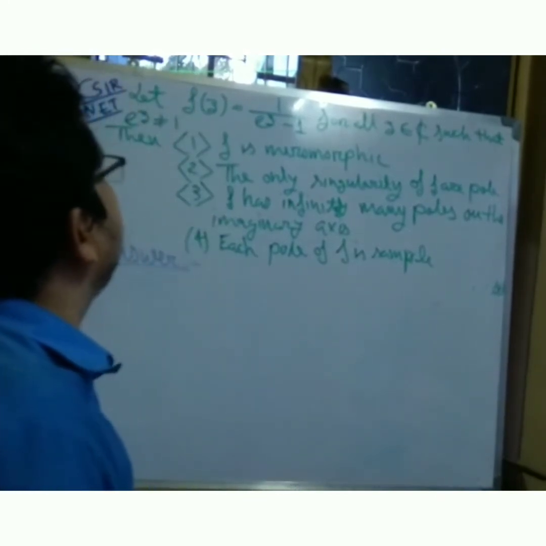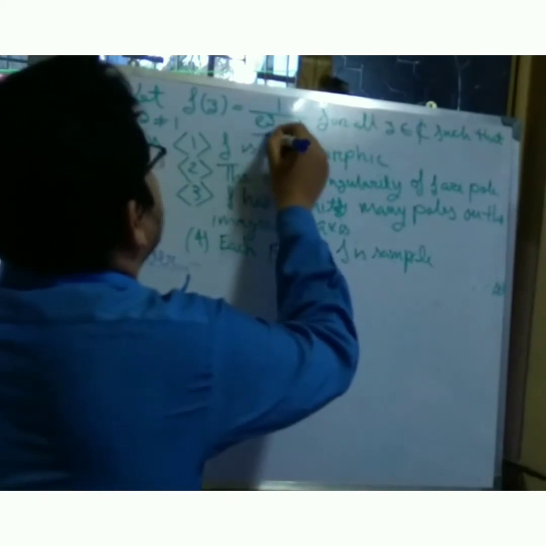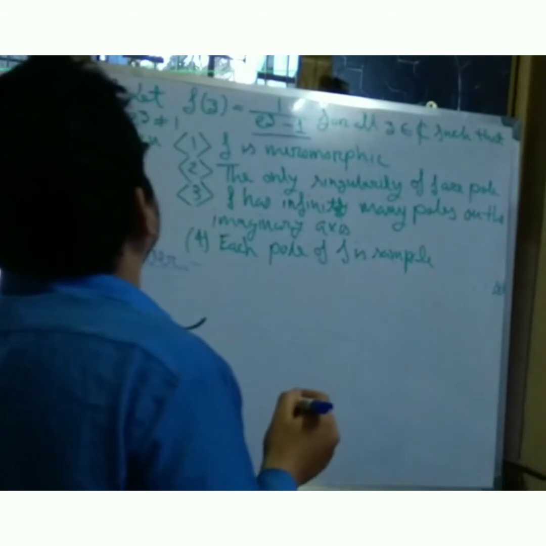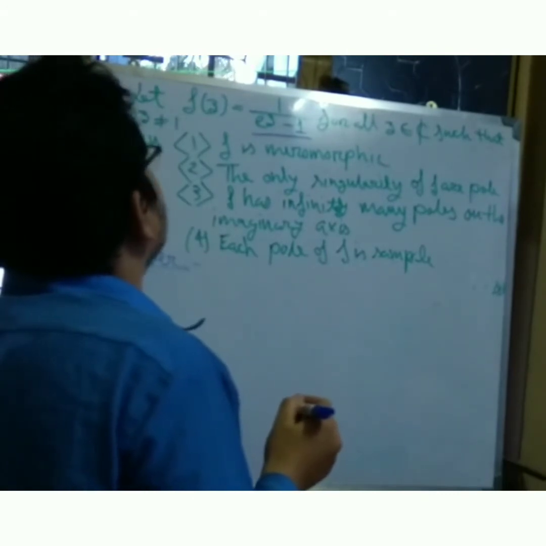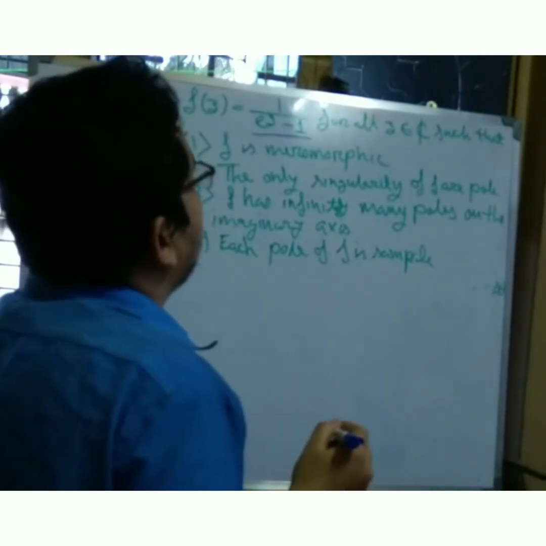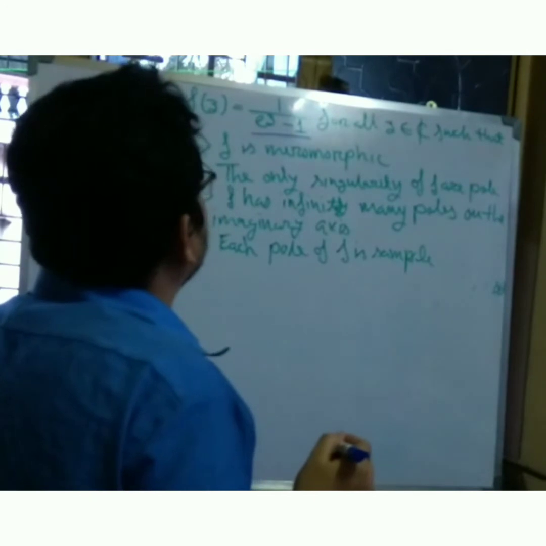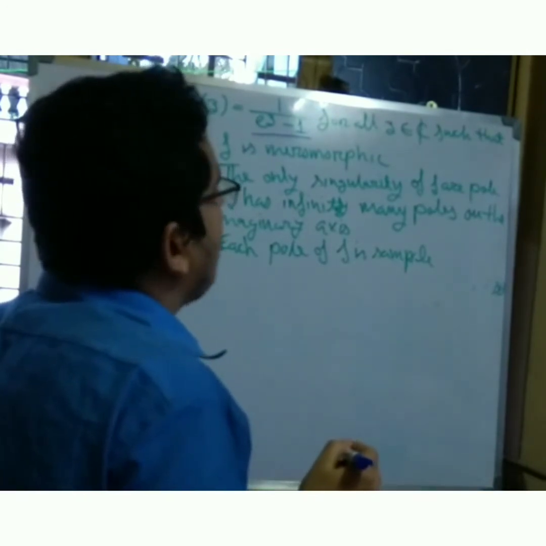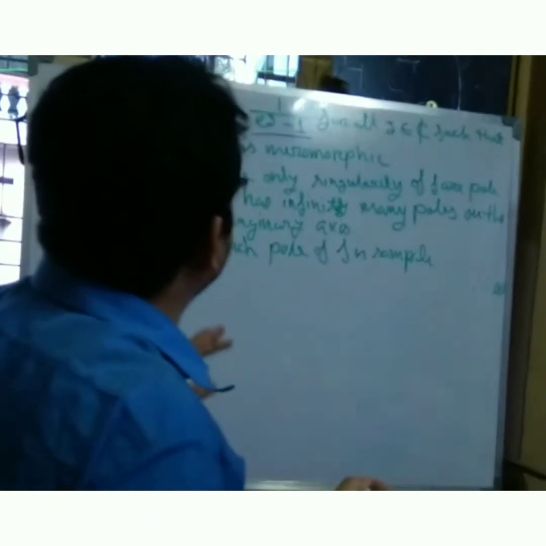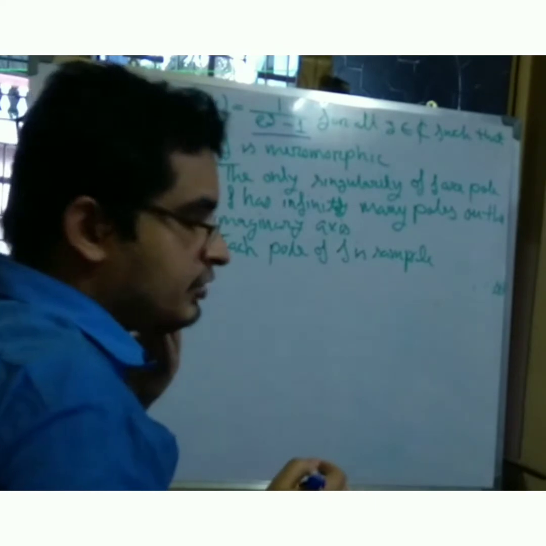This question is very nice. Let f(z) = 1/(e^z - 1) for all z belongs to C such that e^z does not equal 1. Then f is meromorphic, the only singularities of f are poles, f has infinitely many poles on the imaginary axis, and each pole of f is simple. Friends, I hope this question is very simple.